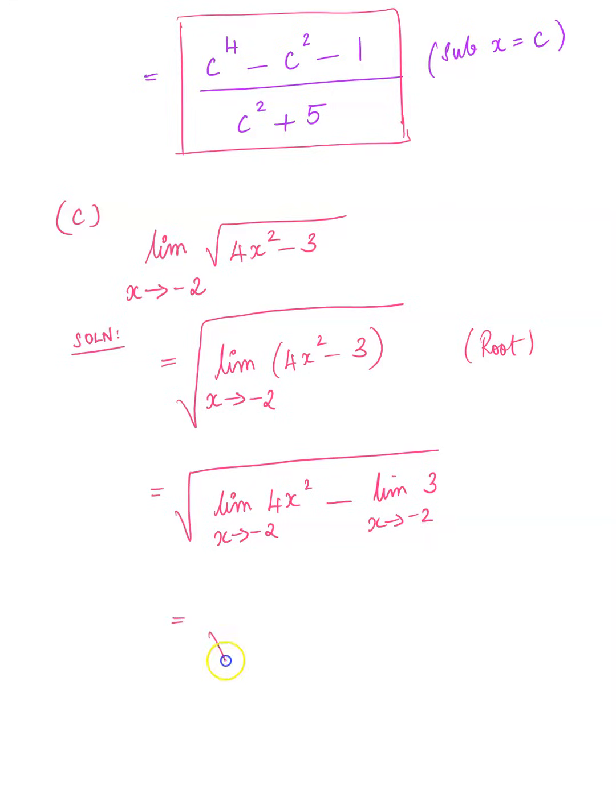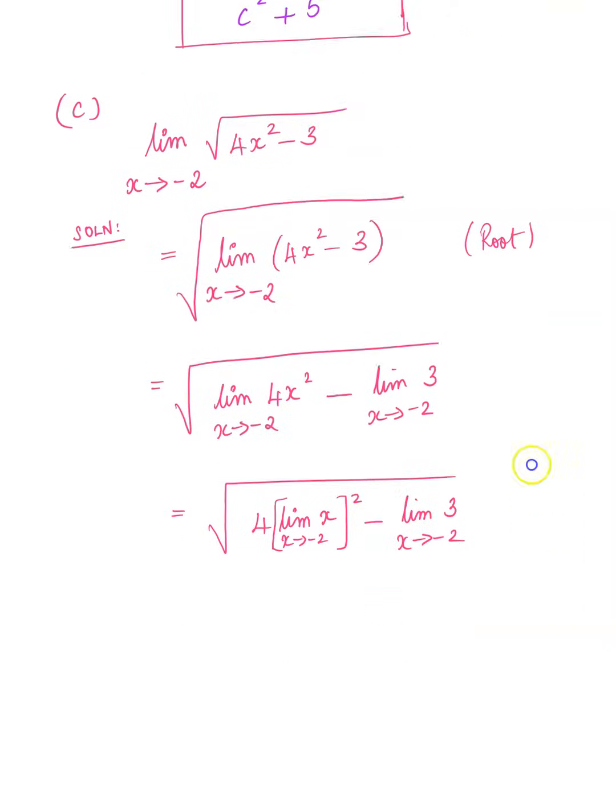So in this step, I'm going to apply two rules together. So it's going to be 4 times the limit as x approaches -2, and I'm going to just square that. You can't square the 4. You pulled out the 4. It's only for the x, right? And that's going to be minus the limit of 3 as x approaches -2.